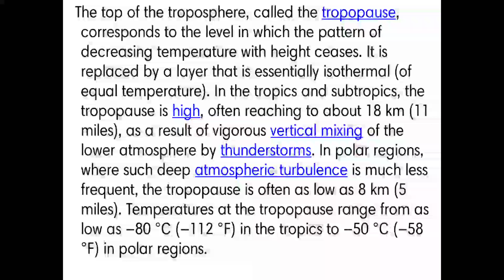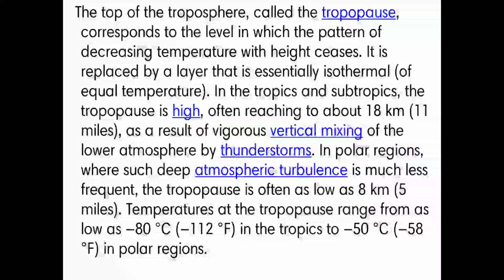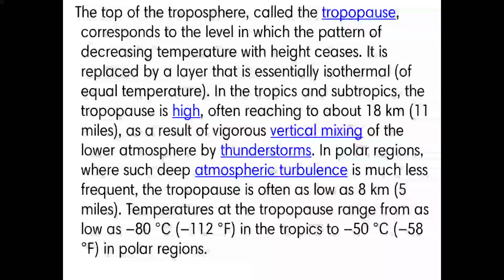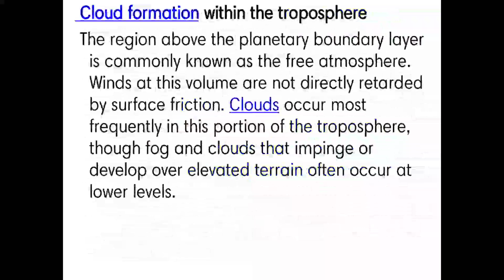In polar regions, where such deep atmospheric turbulence is much less frequent, the tropopause is often as low as 8 km (5 miles). The temperature of the tropopause ranges from as low as minus 80 degrees centigrade in the tropics to minus 50 degrees centigrade in polar regions.